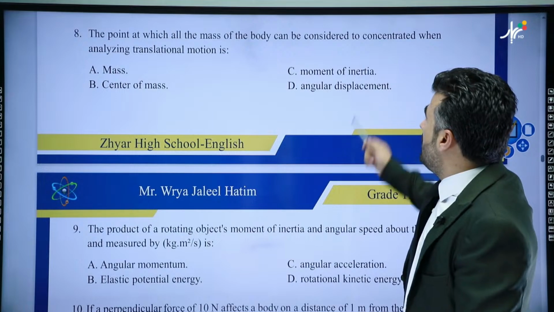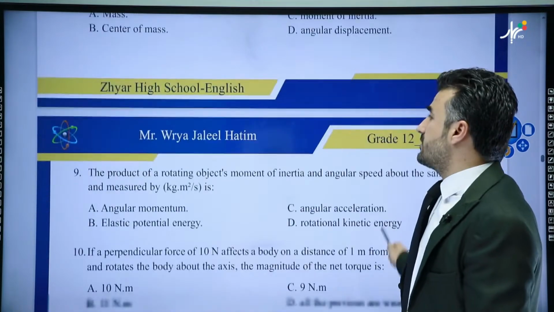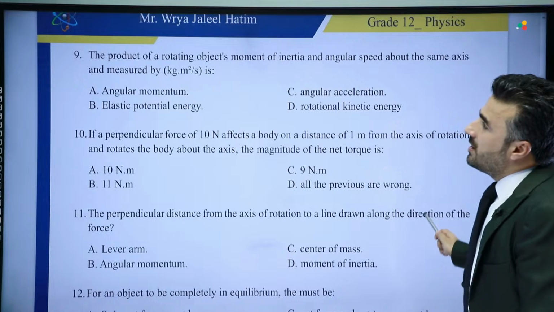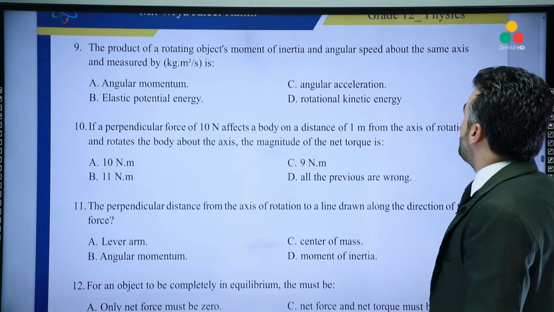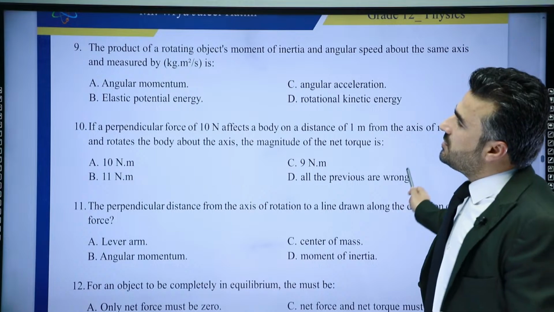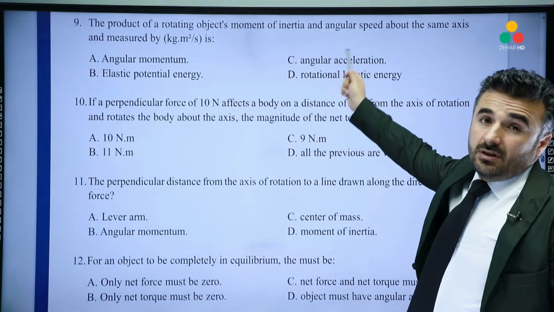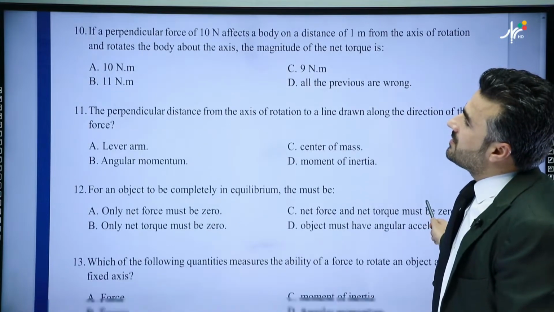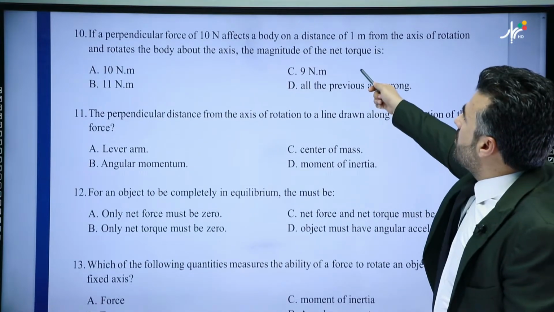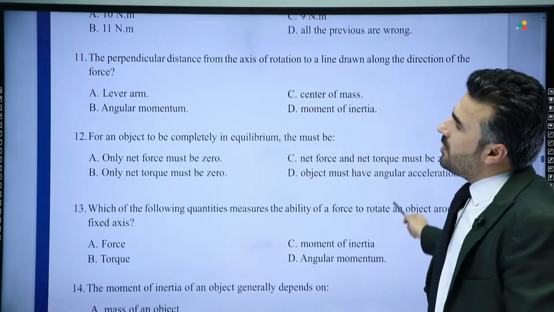A point at which a mass is considered to be concentrated, that is center of mass, you already know it. The product of rotating object's moment of inertia and the angular speed about the same axis, you do know this, yeah? This is the angular momentum. Moment of inertia multiplied by the angular speed, yeah? That is angular momentum. We've solved questions like this. This is very easy. I believe a bonus question.